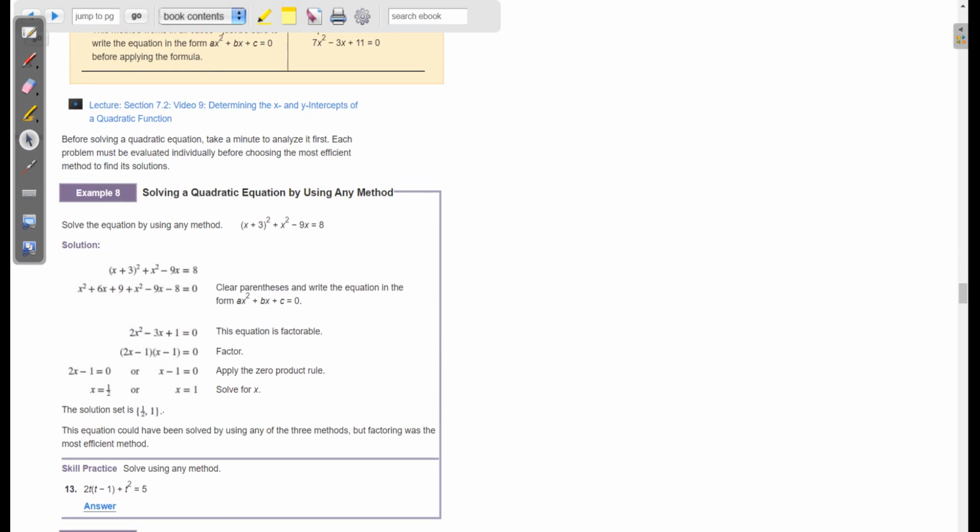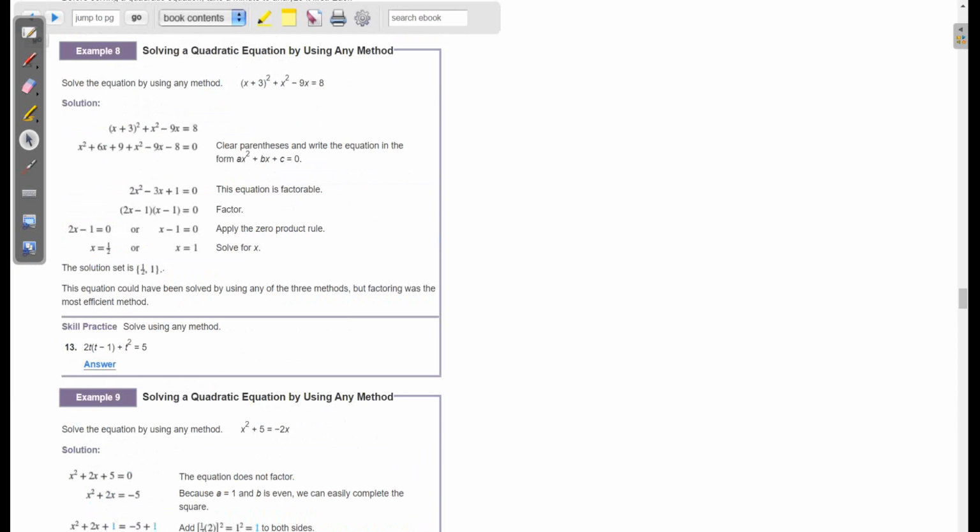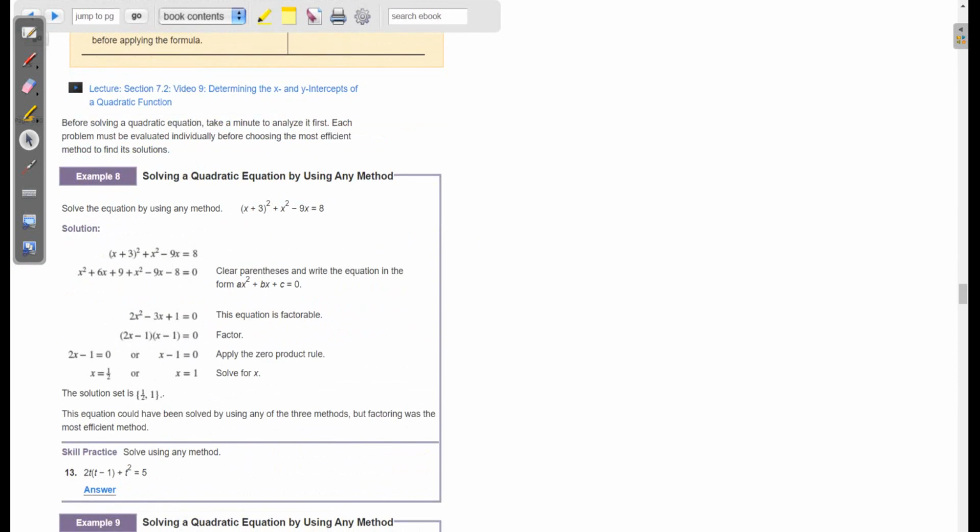Okay, so the next few are solve quadratic equations by any means necessary. Let's see what we got here. We just have to solve it. It doesn't matter how we solve it. We could use factoring, we could use the square root method, or we could use the quadratic formula. But like I said, for me, if I can't solve it by factoring really quickly, then I'm not even going to play the game. I'm just going to go straight to the quadratic formula.